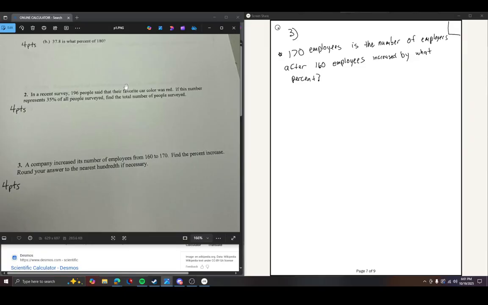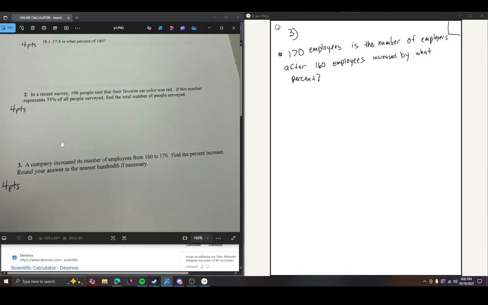Number three. So this is another one of those tricky ones. I'm not sure if you use a specific formula for percent increase, but I believe one exists. So let's read the question. A company increased its number of employees from 160 to 170. Find the percent increase. Round your answer to the nearest hundredth if possible.